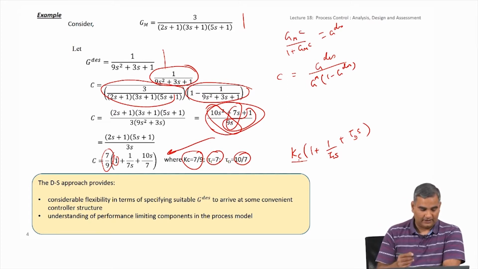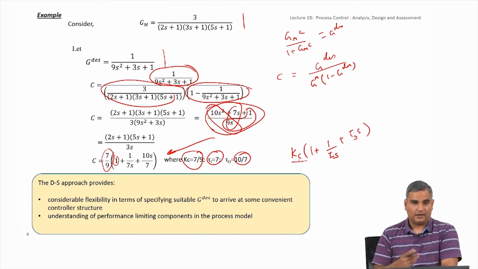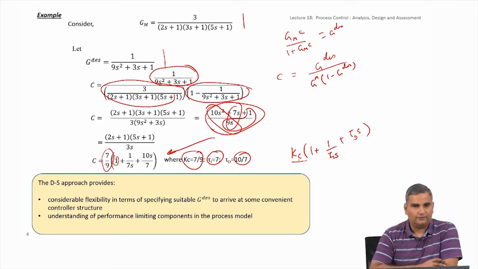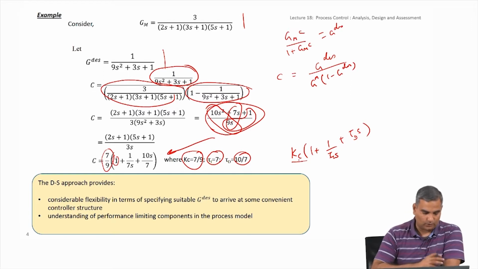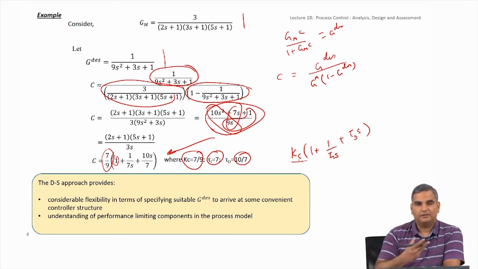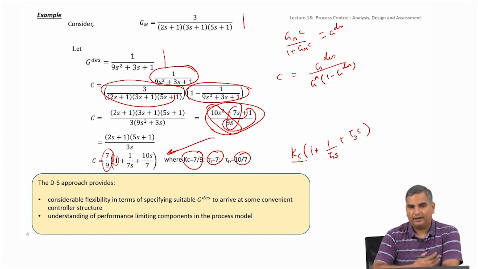The key advantage of this direct synthesis approach is that you are specifying the performance directly yourself. So, you know what you are going to get if the process and model are very similar. So, that is one good thing. And more importantly, when we start the next portion of this course, we are going to see that we can really understand what limits the controller performance when I have a process.